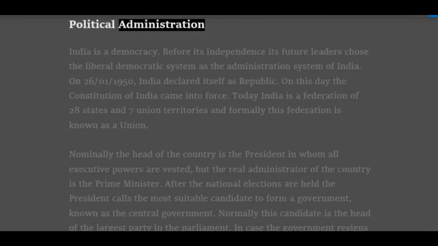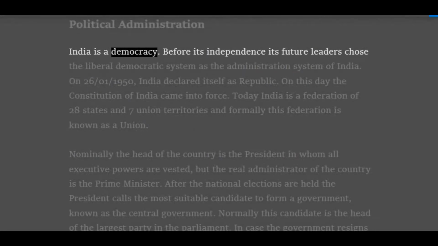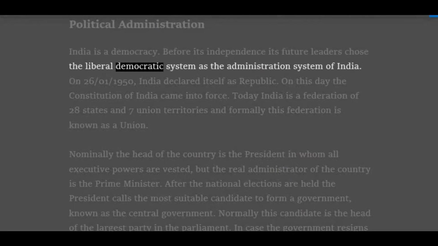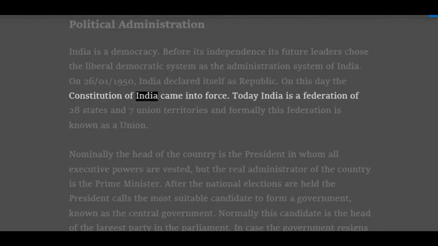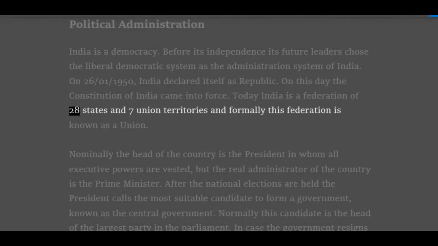Political administration. India is a democracy. Before its independence, its future leaders chose the liberal democratic system as the administration system of India. On 26/01/1950, India declared itself a Republic. On this day the Constitution of India came into force.